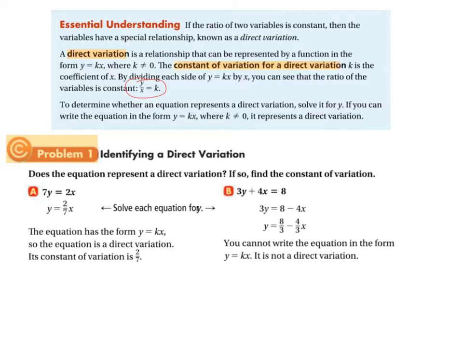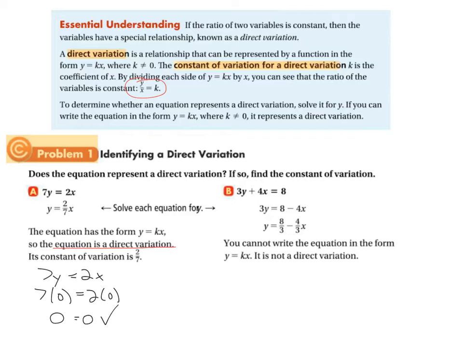Another way you could do it, though, is to plug in to this original problem, 0 for x and 0 for y. And 7 times 0 is 0, 2 times 0 is 0. Yeah, that's true. So as you can see, this is a direct variation problem. And we'll do something with that in a second.